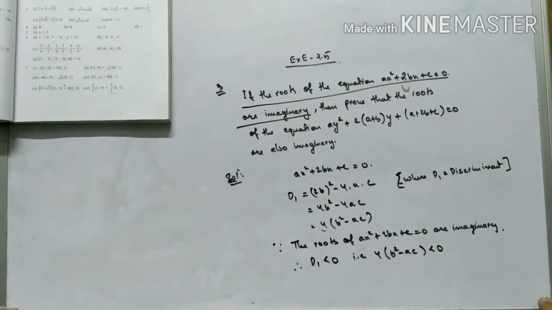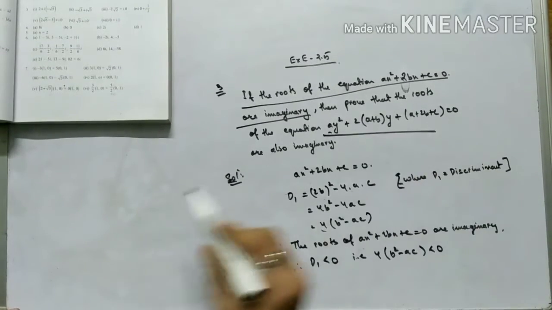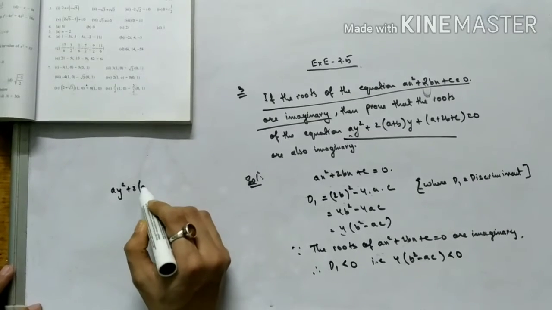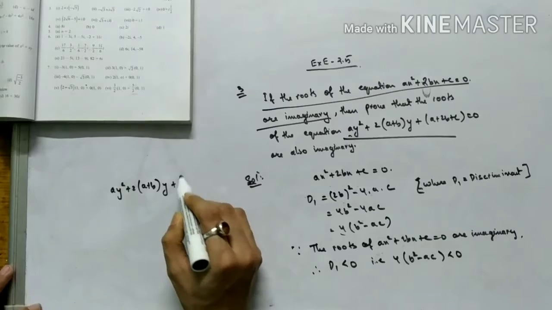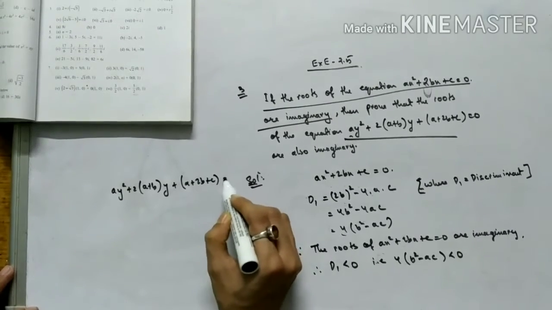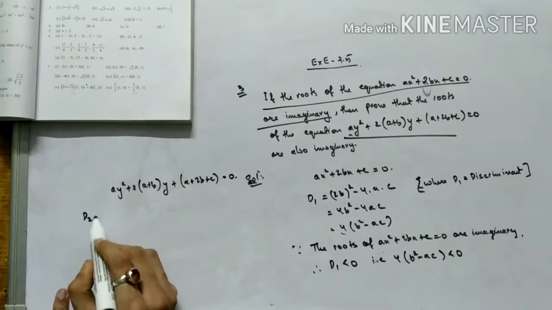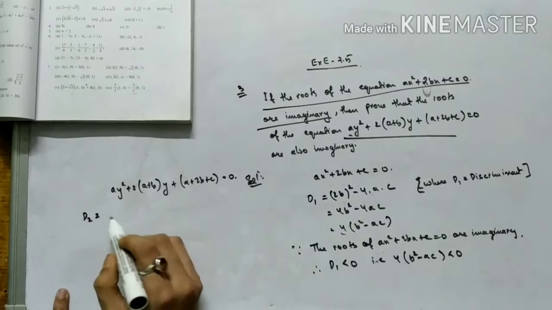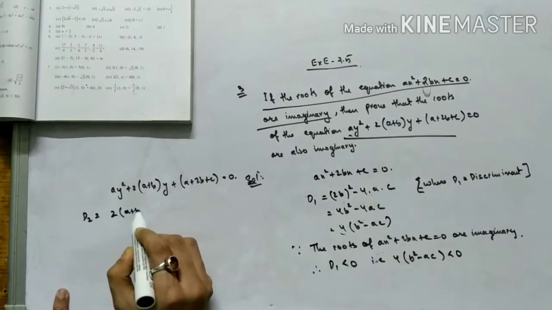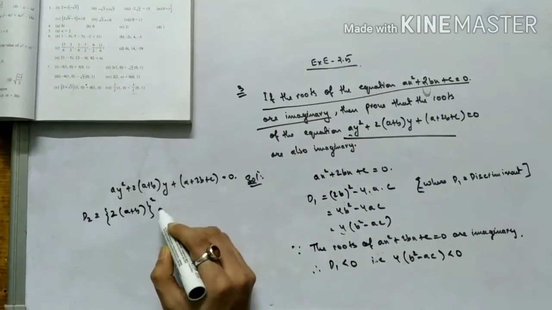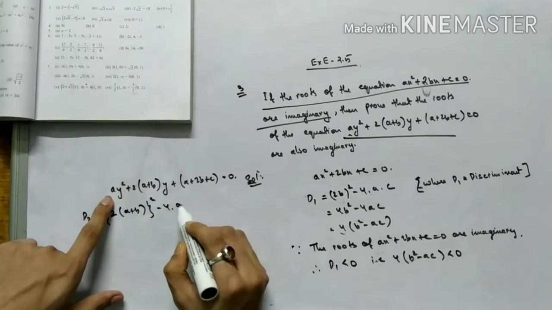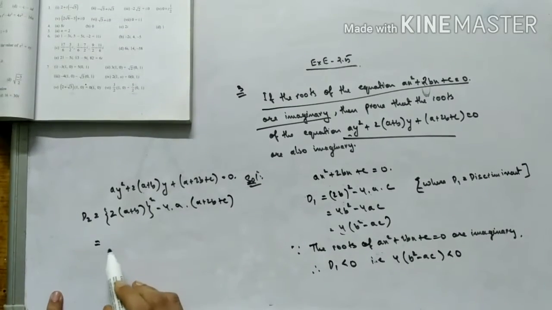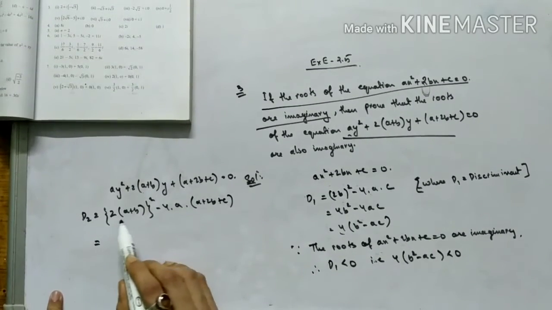Understand? And next I will take this equation, ay square plus 2a plus by plus a plus 2b plus c is equal to 0. For this one I will take d2, the discriminant. So here you see b is this whole thing, 2a plus b. So a plus b the whole square minus 4 into a plus 2b plus c, this one I have to show that this whole thing is also less than 0.